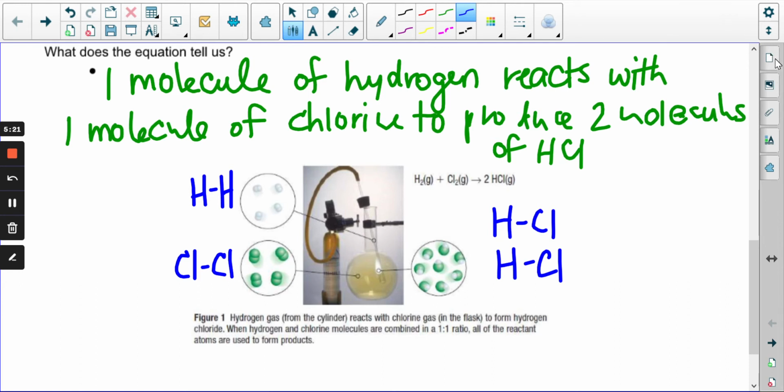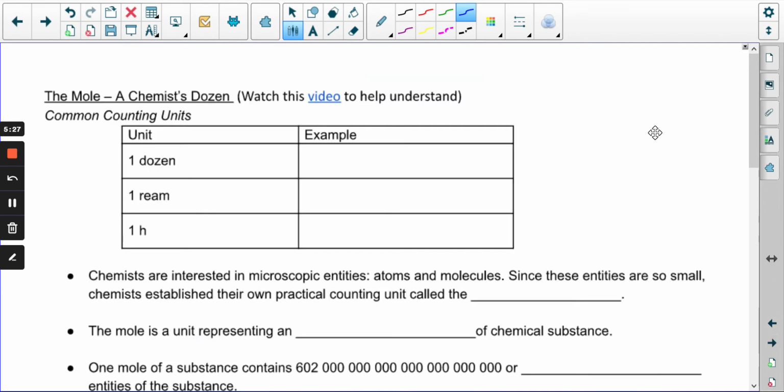So going on from there, what does this have to do with this mole concept that I was mentioning before? The mole is what we call a chemist's dozen. It is an example of a common counting unit that we use in chemistry. I've put a video right here, which I am going to show in class. You're welcome to go back and watch this video again. It explains it in a visual way. But I wanted to go over some common counting units that we have in everyday life.